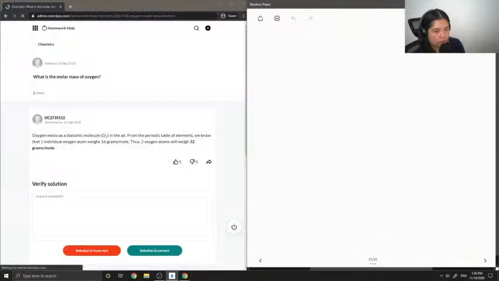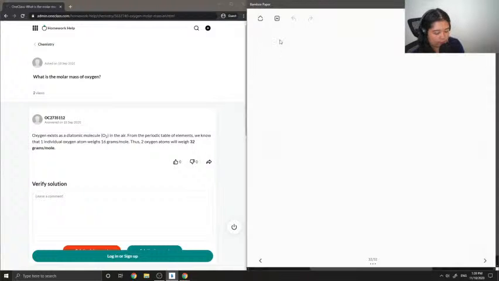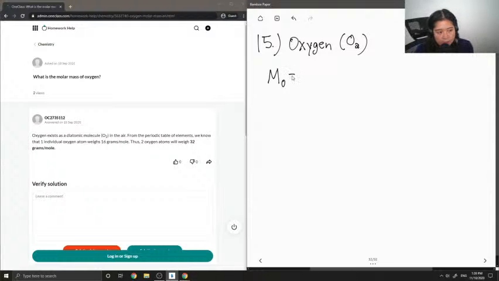Okay, so moving on to question 15. What is the molar mass of oxygen? So I'm assuming they mean the oxygen gas as a diatomic molecule, which is O2. So first I'm just going to write out the molar mass of a single atom of oxygen, which is just found on your periodic table, and it is just 15.99 grams per mole.